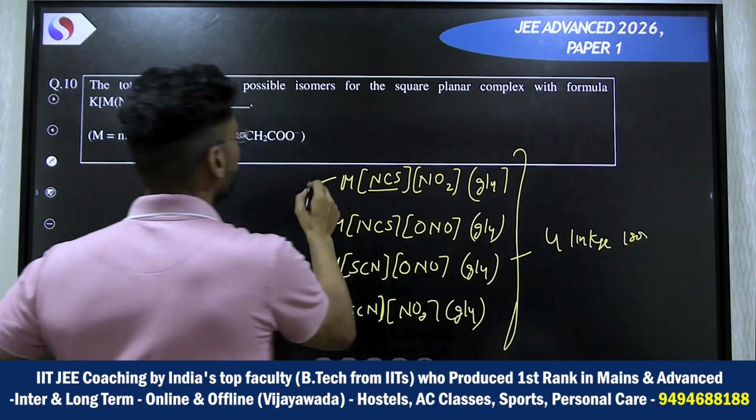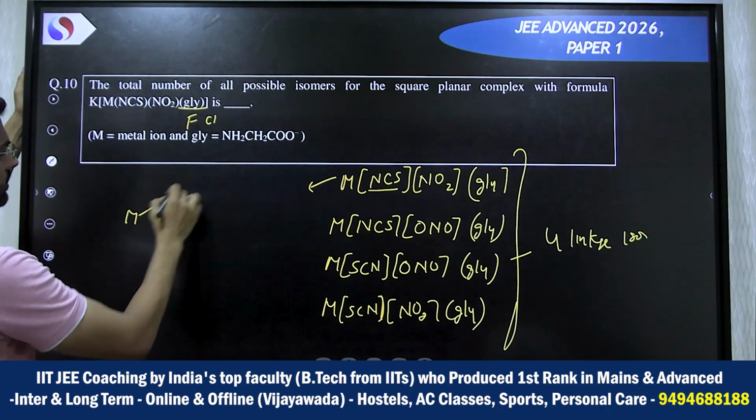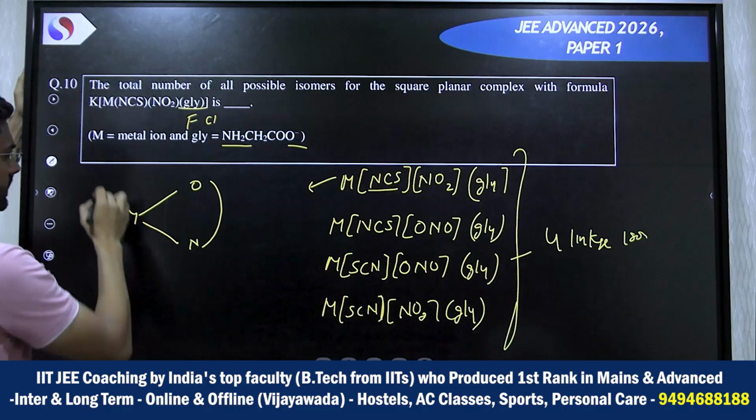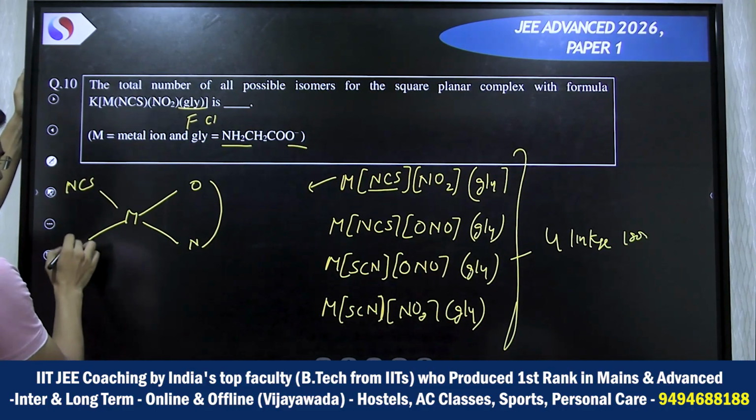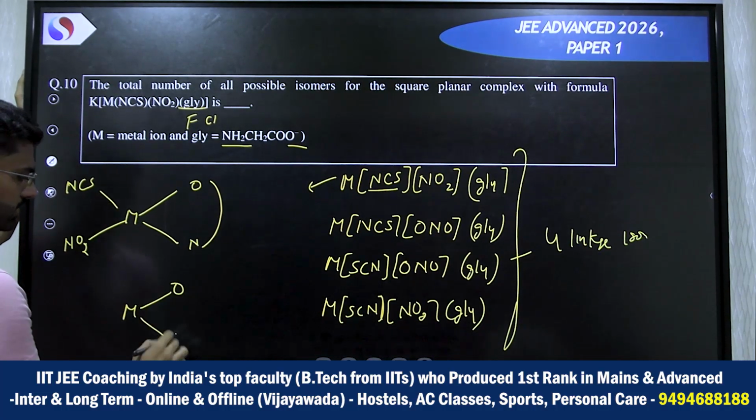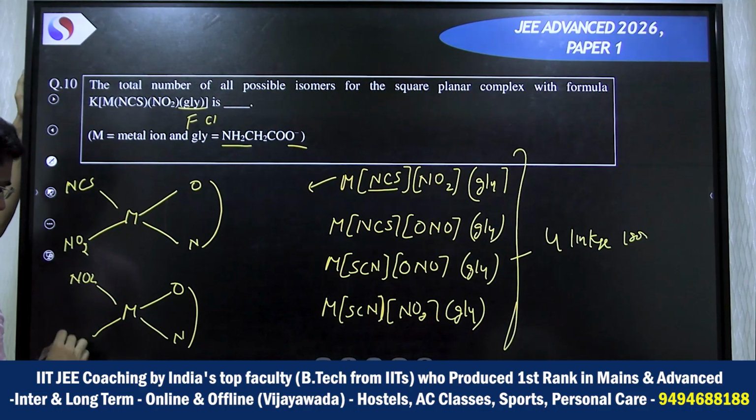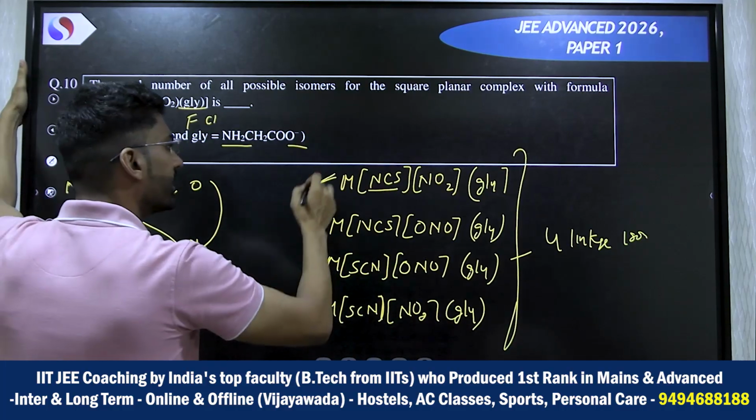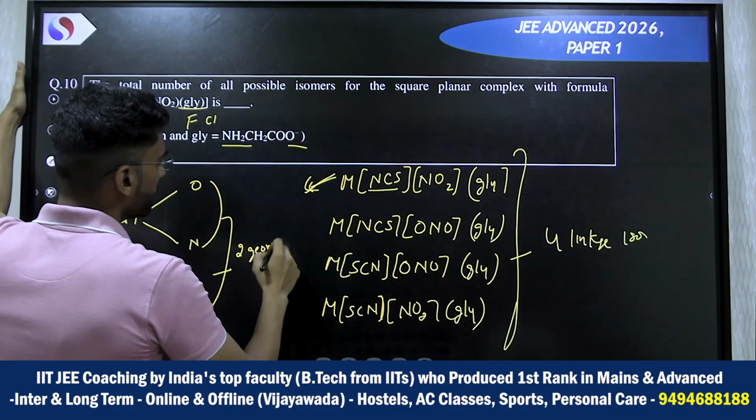So let me check one linkage isomer. This is a square planar only. This is the central metal. So glycine linkage, one side it is oxygen, one side it is nitrogen. So one side if it is NCS, another side it is the NO2 group. So another possibility is what? This is the metal, oxygen, nitrogen. Here it is the NO2 group. Here it is NCS. So with respect to one linkage isomer, 2 geometrical isomers are possible.